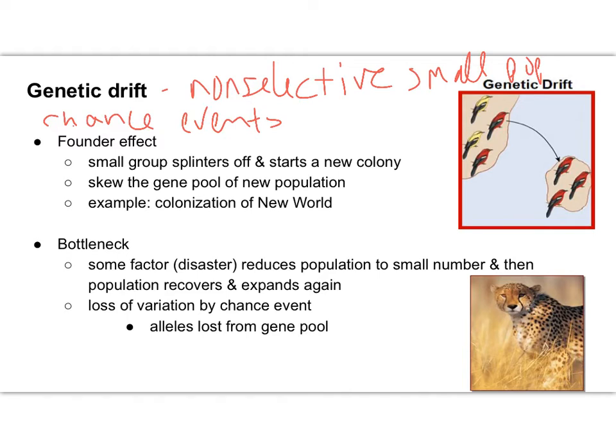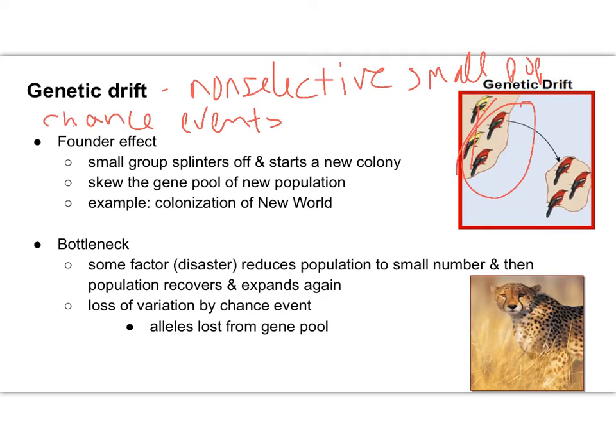So founder effect is when a small group leaves and starts a new colony. You can see that happening in the top picture here with the birds. This small group left to start a particular colony. None of the yellow ones went. Therefore, that yellow allele is going to be phased out of the population very quickly.